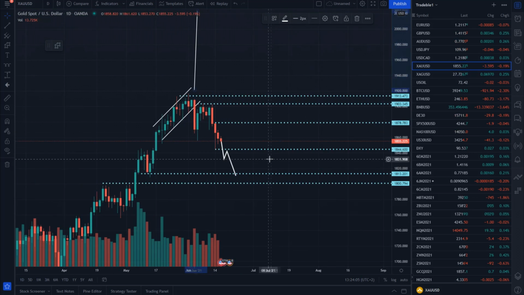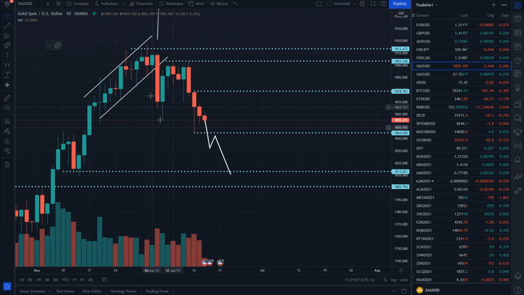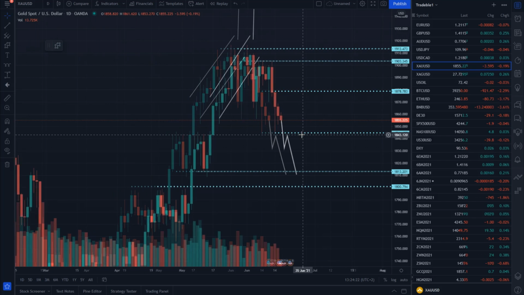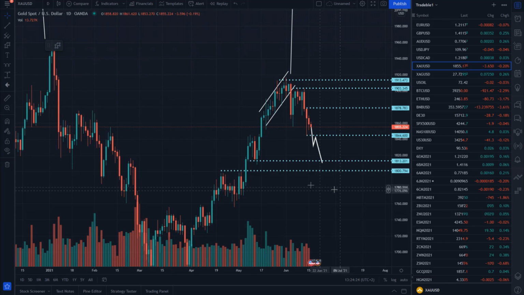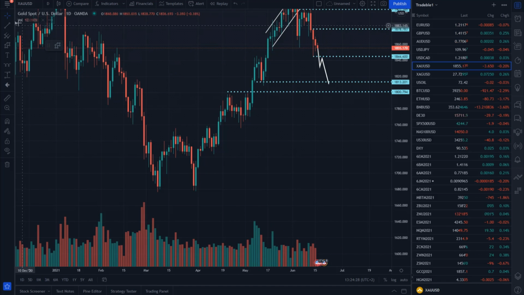And we got an inside day formation so far based on the daily chart. There is an inside day formation. So yesterday's range was fully inside of the range from 2 days ago. I'll say a breakdown of 1844 with strong momentum will just confirm an even further drop towards 1813 and 1800.